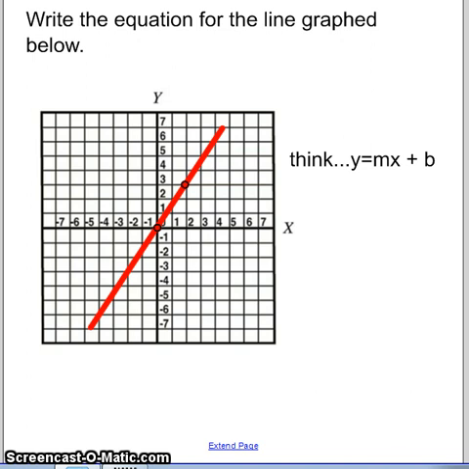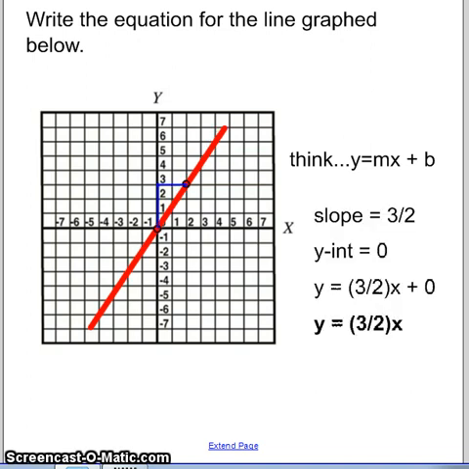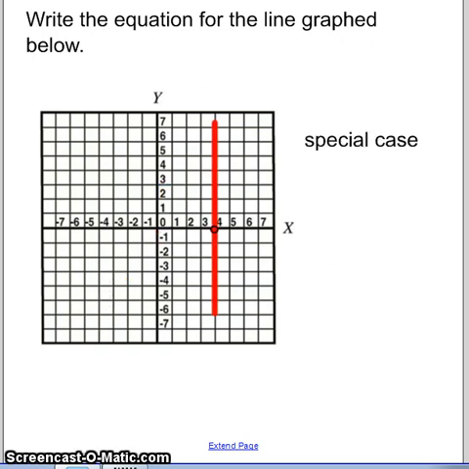Here's one that goes through the origin. And we'll figure this one out. The y-intercept is going to be 0. That's where it goes through the y-axis and the x-axis, but for us it goes through the y-axis at 0. The slope is up 3 over 2, so the slope is 3/2. That lets us write the equation y is equal to 3/2 x plus 0. We'll go ahead and drop the plus 0. We don't need to put that on the end, so it's just y equals 3/2 x.